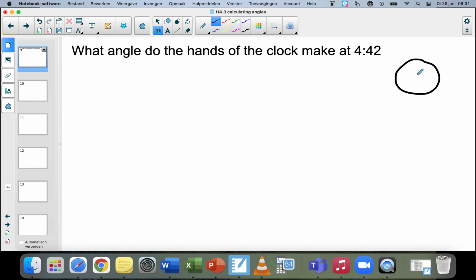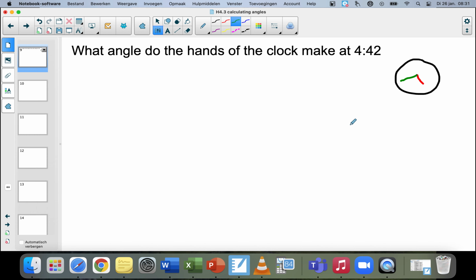So we've got a circle, and at 4:42 the small hand, which we'll do in red, the little hand, de urenwijzer in het Nederlands, is somewhere between 4 and 5. And the big hand, de minutenwijzer in het Nederlands, is at 42, so 30, 40, just between the 8 and the 9. So this is approximately what it looks like.